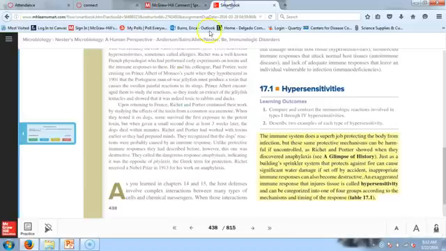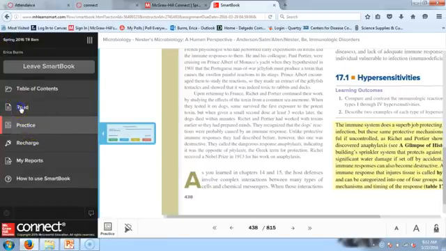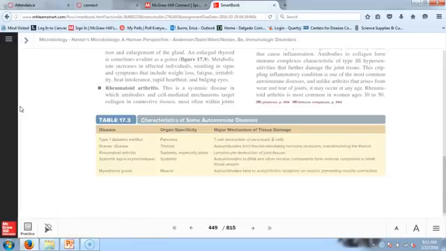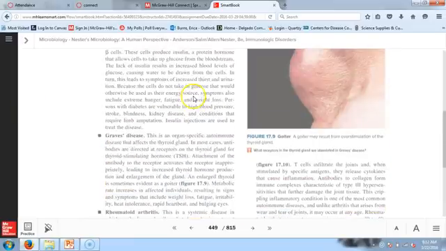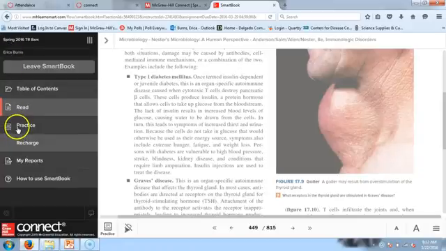And apparently, I forget where it is. Oh, here. So here are your options: read. Which I don't know why, I guess it just leaves off where I was reading instead of the assignment.